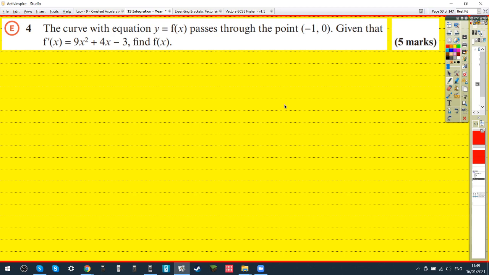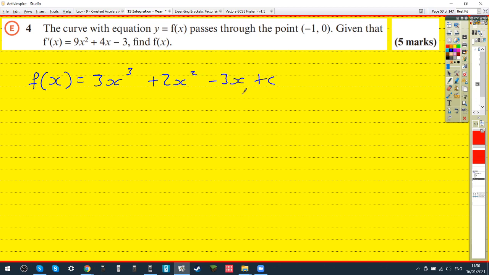Okay, let's try this one. This is the f dash of x. What is the f of x? Well, you need to do integration to work out the f of x, right? Okay. I got 3x cubed plus 2x squared minus 3x plus c.